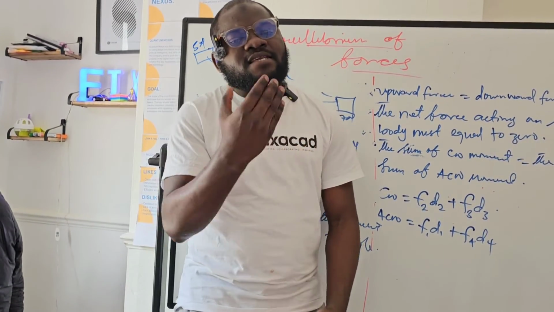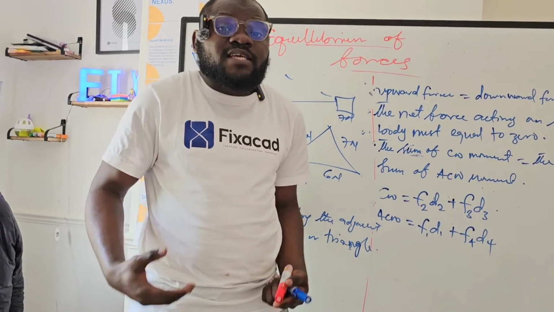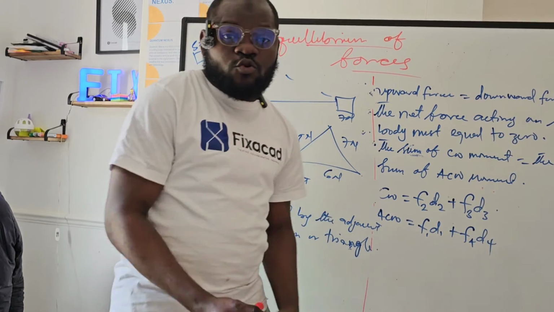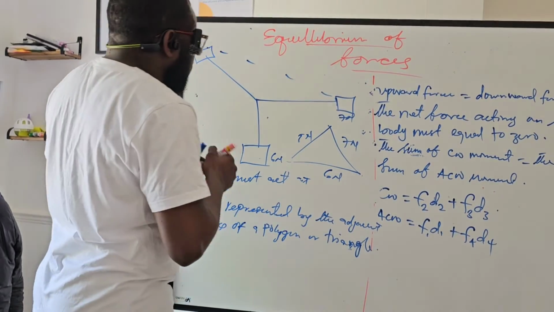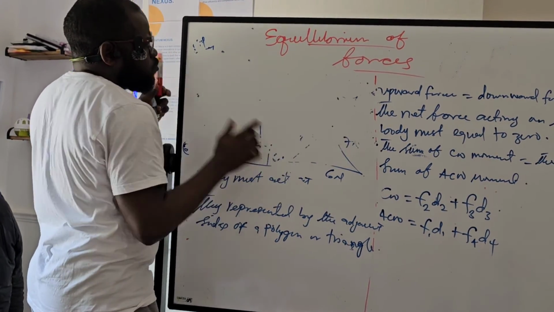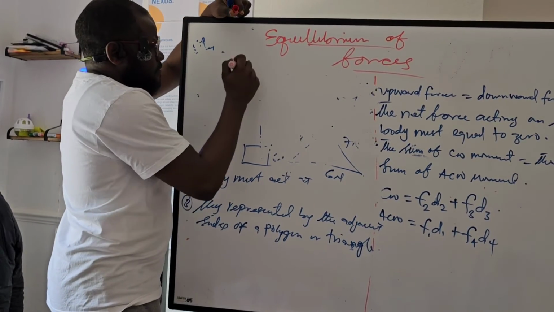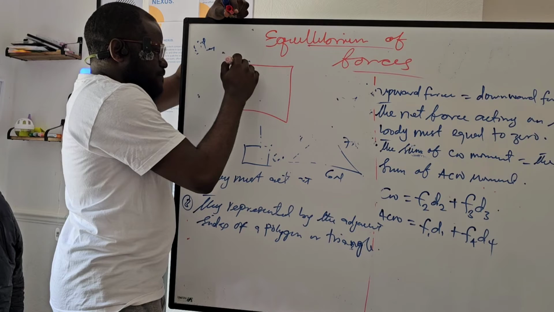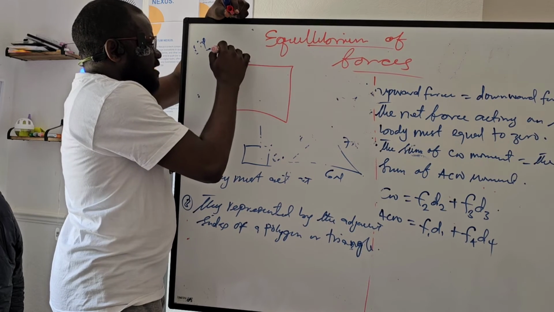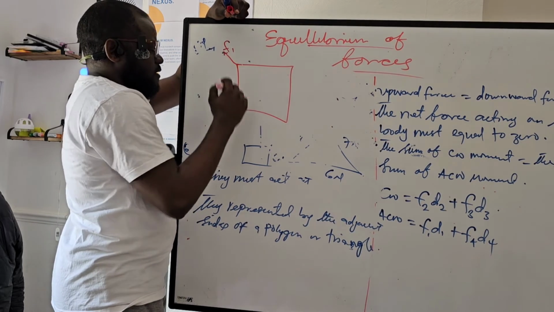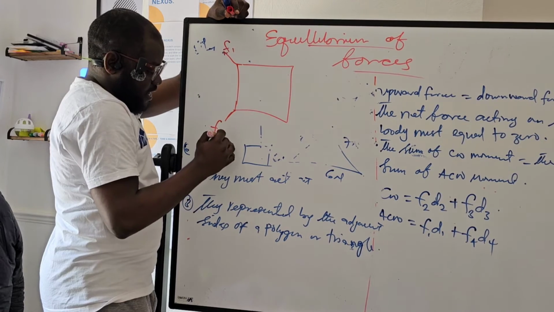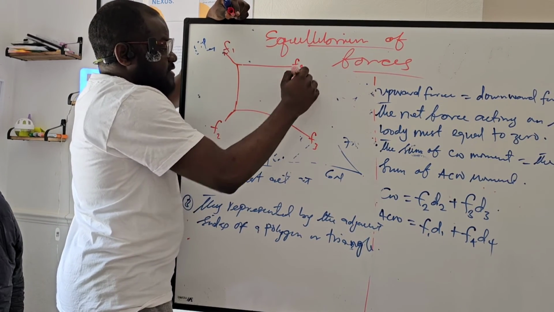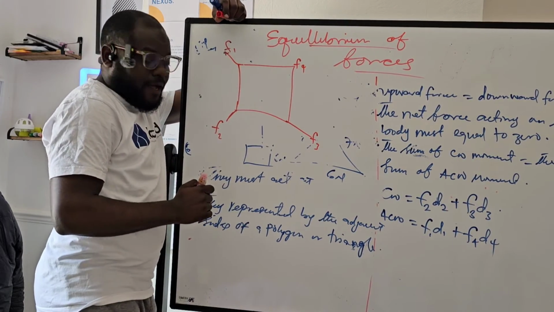Now, how can you determine the center of gravity of bodies? Because they can ask you, what will be the center of gravity of a square? So how do you know? It's very simple. Just draw a square like this. Apply a force here, this is F1. Apply a force here, this is F2. Apply a force here, this is F3. Apply a force here, this is F4. Are you seeing it now?